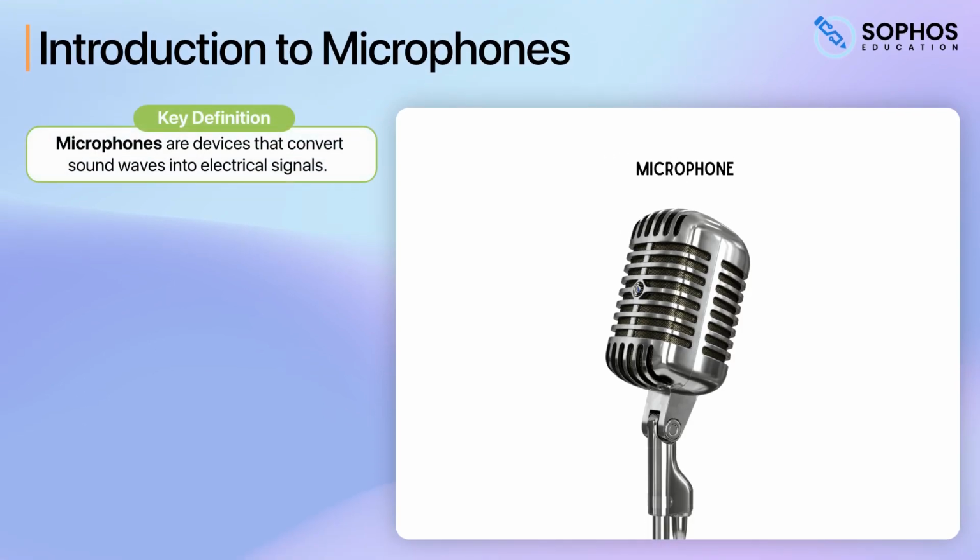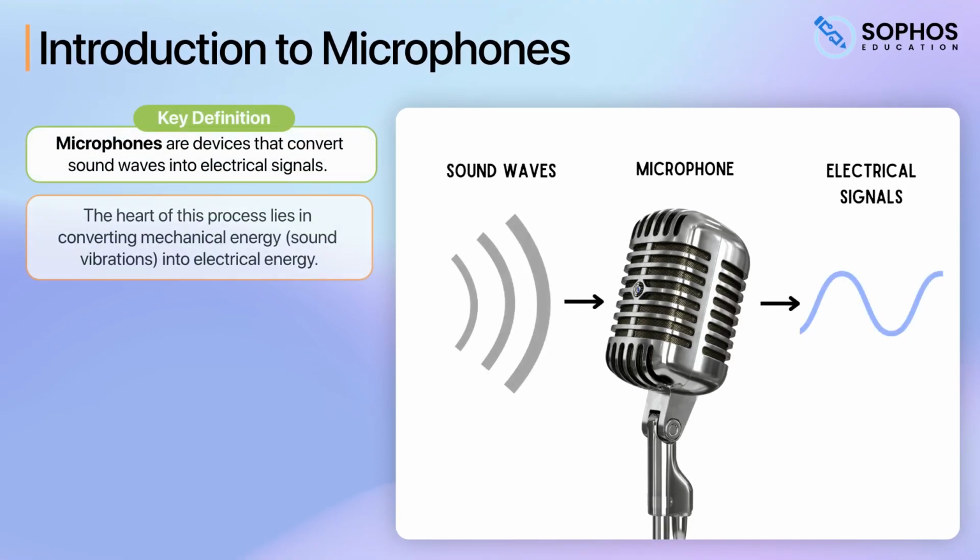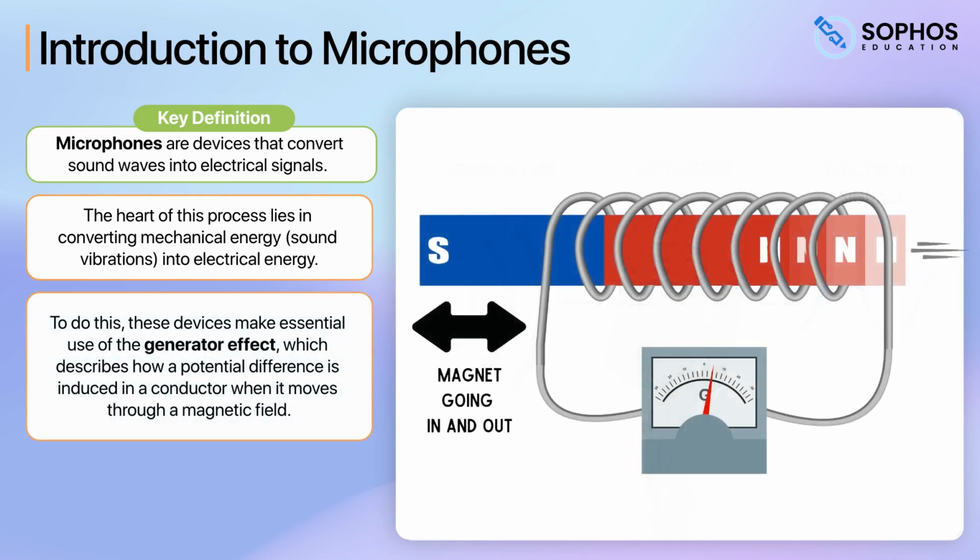Microphones are fascinating devices that convert sound waves into electrical signals. The heart of this process lies in converting mechanical energy, sound vibrations, into electrical energy. To do this, these devices make essential use of the generator effect, which describes how a potential difference, also known as voltage, is induced in a conductor when it moves through a magnetic field. This is the same principle we learned in generating electric currents using alternators and dynamos.